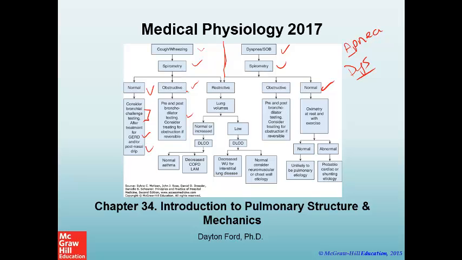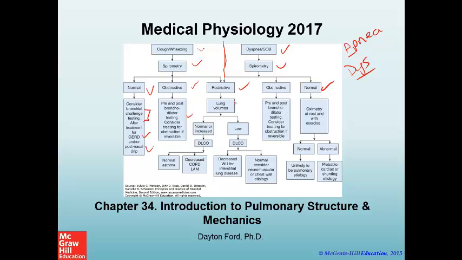So there's a bunch of different things that can cause an obstruction. Restrictive disorders, on the other hand, are restrictive to airflow. So there's something going on that's restricting airflow. It could be that the lungs themselves no longer collapse or return to their normal shape and volume, so you've lost elasticity. Or it could be that you have a problem with your lung tissue itself. Something's going on with the lung tissue.